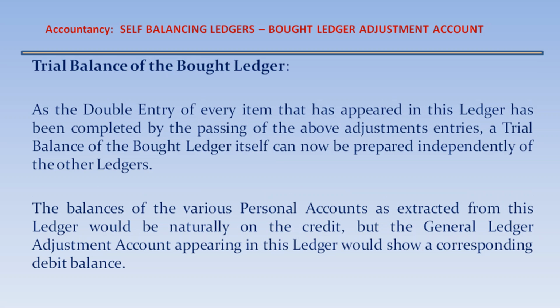Trial balance of the BAT ledger. As the double entry of every item that has appeared in this ledger has been completed by the passing of the above adjustment entries, a trial balance of the BAT ledger itself can now be prepared independently of the other ledgers. The balances of the various personal accounts as extracted from this ledger would naturally be on the credit, but the general ledger adjustment account appearing in this ledger would show a corresponding debit balance.